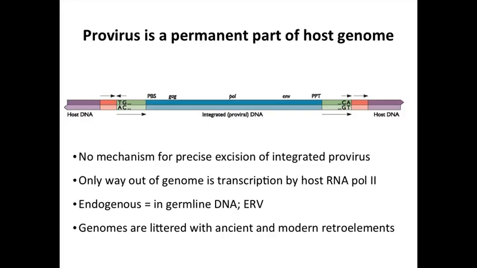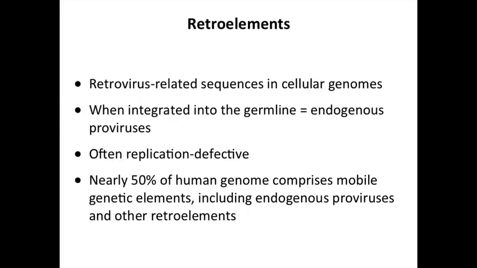These are remnants of being infected many, many years ago. And these are called retroelements. These are retrovirus-related sequences, and as I say, endogenous retroviruses or endogenous proviruses are in the germline as opposed to a somatic cell. The ones we have are replication defective. We don't make any retroviruses because all of our retroelements are defective. They have mutations in them that prevent viruses from being made.